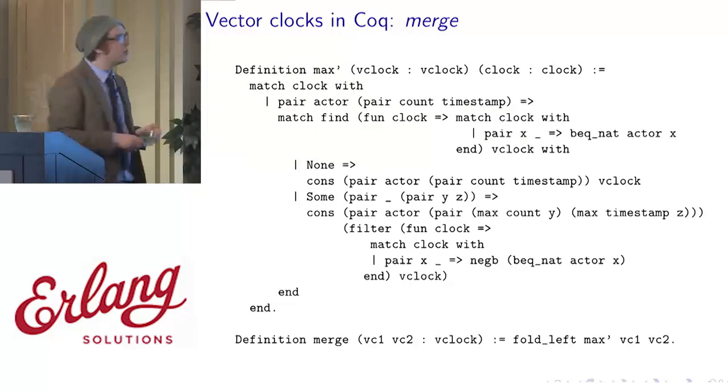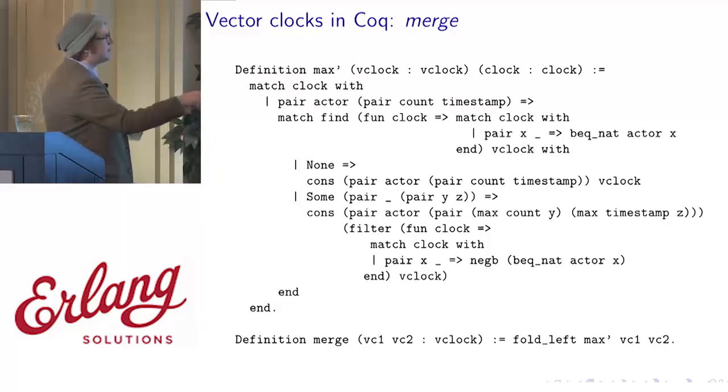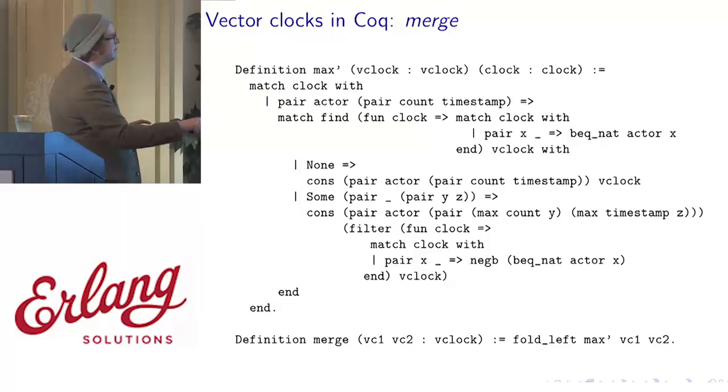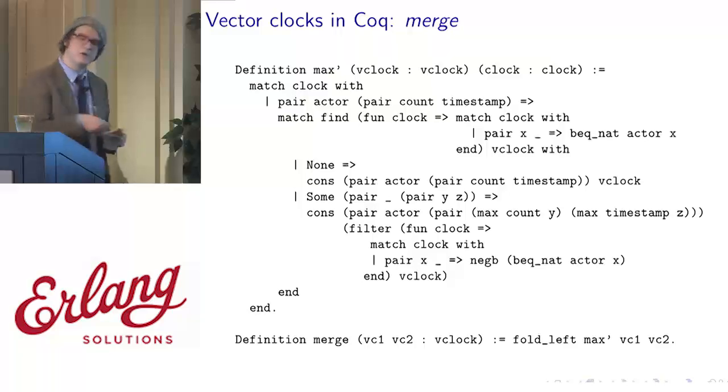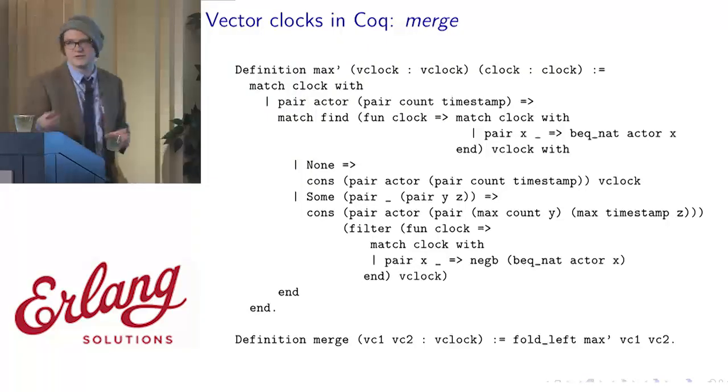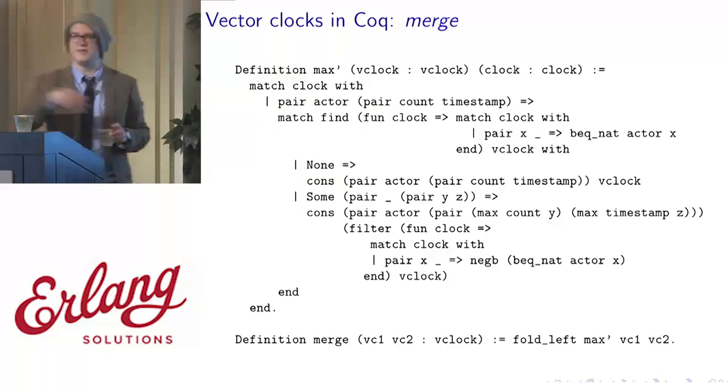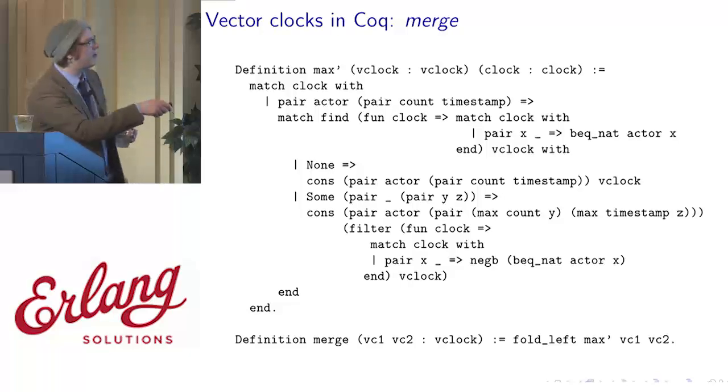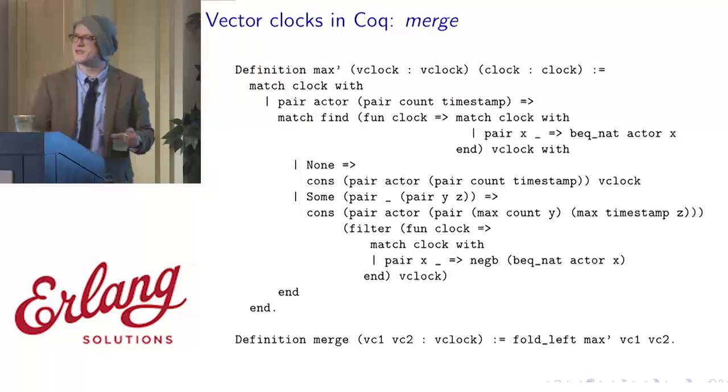So if we look at merge, merge is basically the same thing. You see the repetition of the equals here. You see the repetition of the filter where we remove the actor. So this is the max function, and this is the merge function. So to merge two vector clocks, what we're going to do is fold over the vector clocks, use one as the base and the other one, match the actors, and then just perform a pairwise maximum over the elements. It's pretty straightforward.